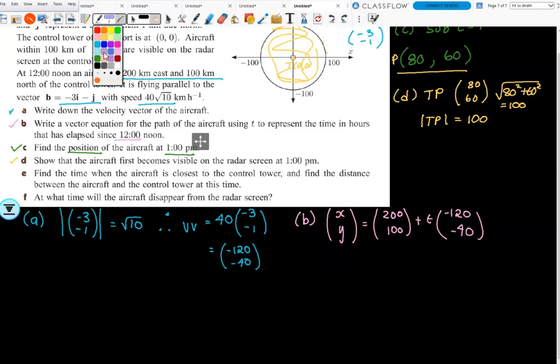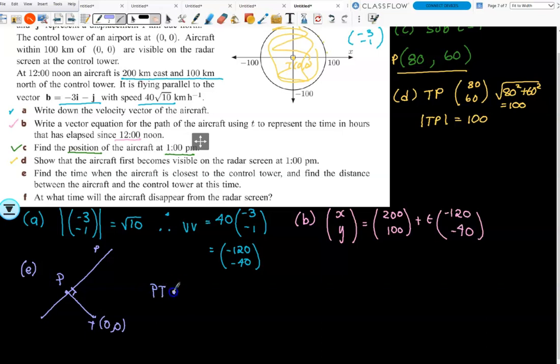Okay, so what have we got going? We've got the plane coming in like so. And we've possibly got the tower over here, my tower at 0, 0. So we want the closest point. Let's say this is P, the plane. We want to find PT.